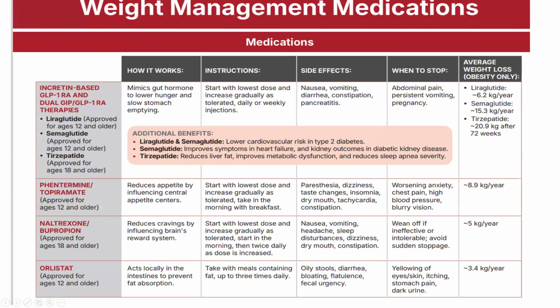So now looking specifically at the weight management medications, this is a busy slide, but a very important slide because these are all the FDA approved medications. So we look first at the most popular ones, which are the incretin-based therapies, the GLP-1 receptor agonists and dual GIP, GLP-1 receptor agonist therapies. Liraglutide is approved for ages 12 and older. Semaglutide approved for ages 12 and older. And tirzepatide is approved for ages 18 and older.